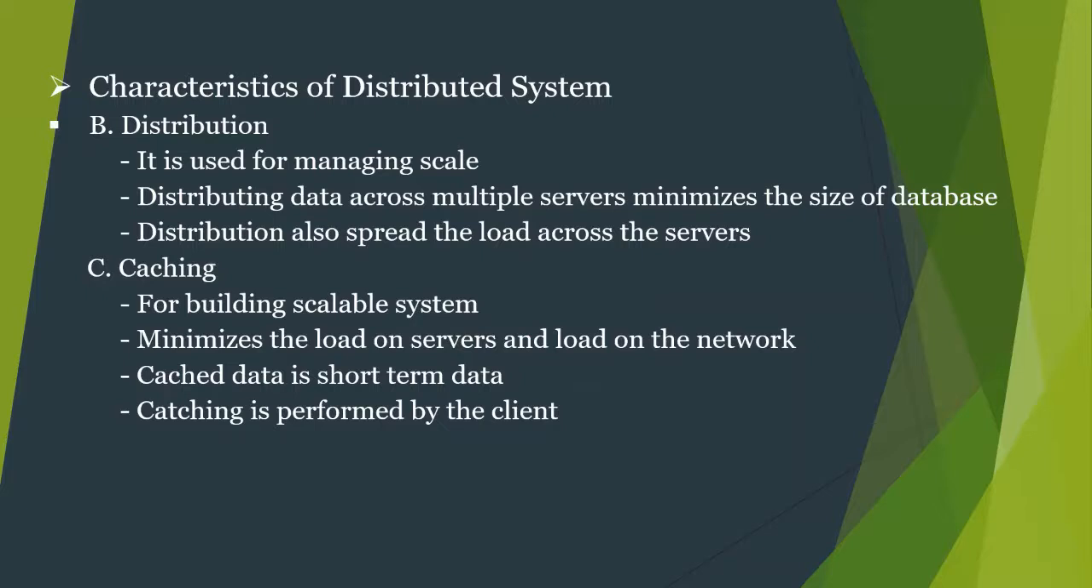The third is caching. Caching is another technique to build a scalable system. Caching minimizes the load on the server, and when the load on the server is minimized, the load on the network is automatically minimized. Cached data can be accessed faster if a new request is made. The main difference between replication and caching is that cached data is short-term data. Typically, caching is performed by the client, decreasing frequent requests to the network services. Caching can also occur on the servers executing those services.